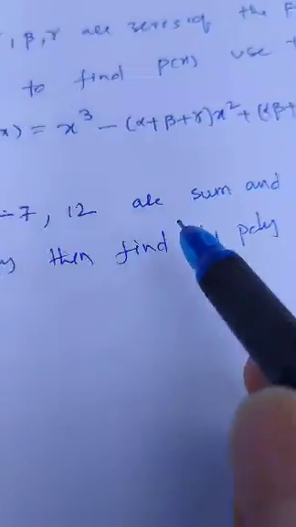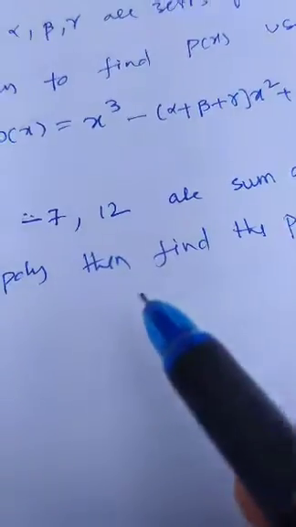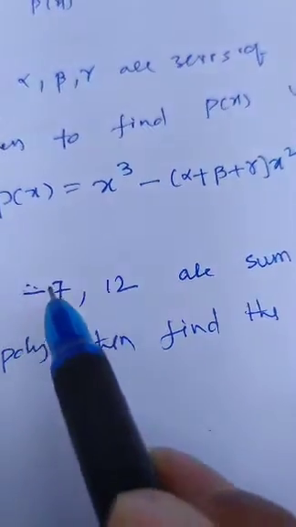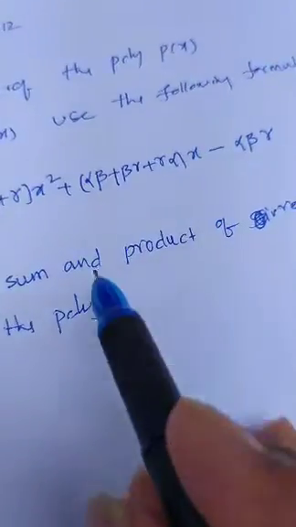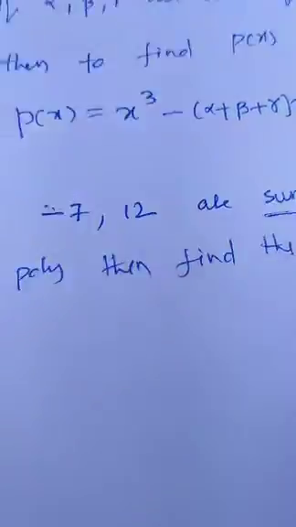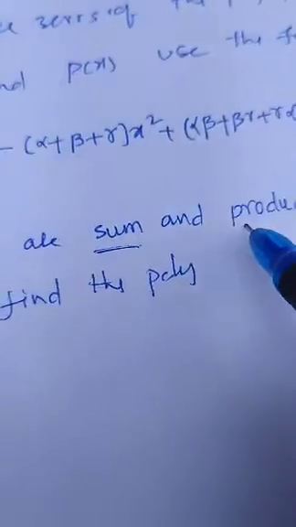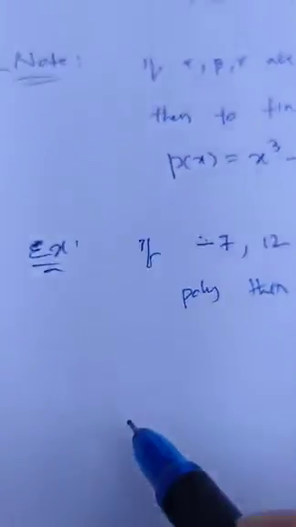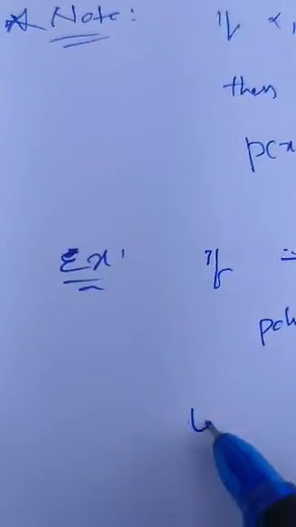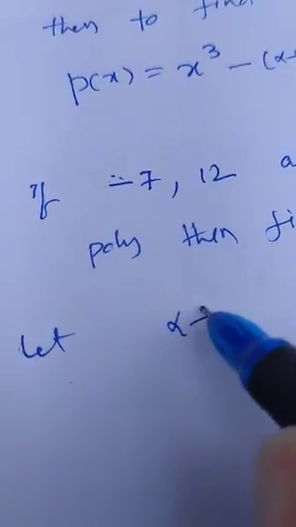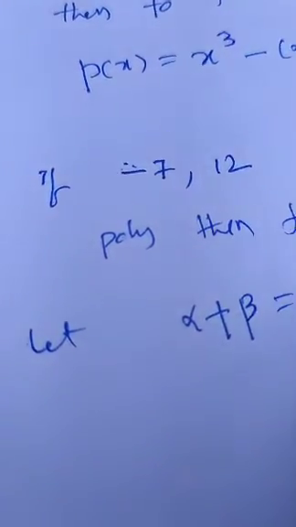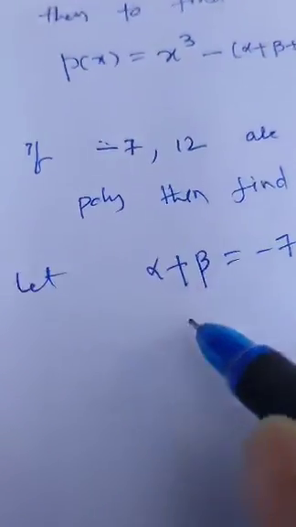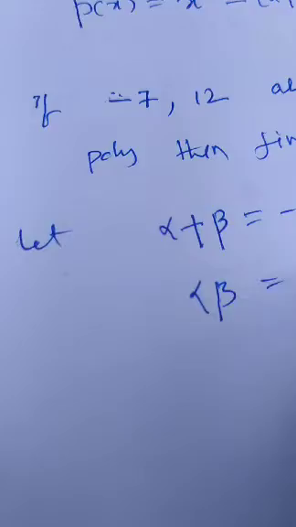See here, minus 7 and 12 are the sum and product of the zeros of the polynomial. Here minus 7 and 12 are not zeros. Minus 7 is the sum of the zeros, 12 is the product of the zeros. Then we have to find the polynomial. So sum of the zeros means I am taking alpha plus beta as minus 7, and product of the zeros means alpha beta is equal to 12.